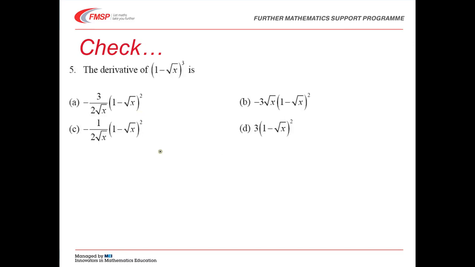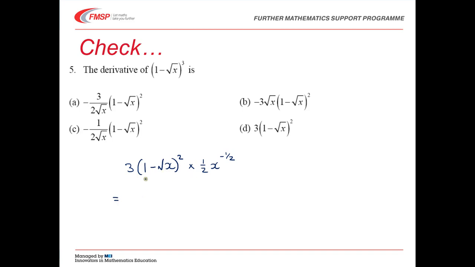Pause the video again and have a go at this one. Are you beginning to get the hang of it? I've got thing to the power 3, so that's 3 thing squared, and then I've got to differentiate what's inside. What's inside is x to the half, so if I differentiate that, I get a half x to the minus a half. So for the more complicated examples, you do have to do a little bit of extra work.